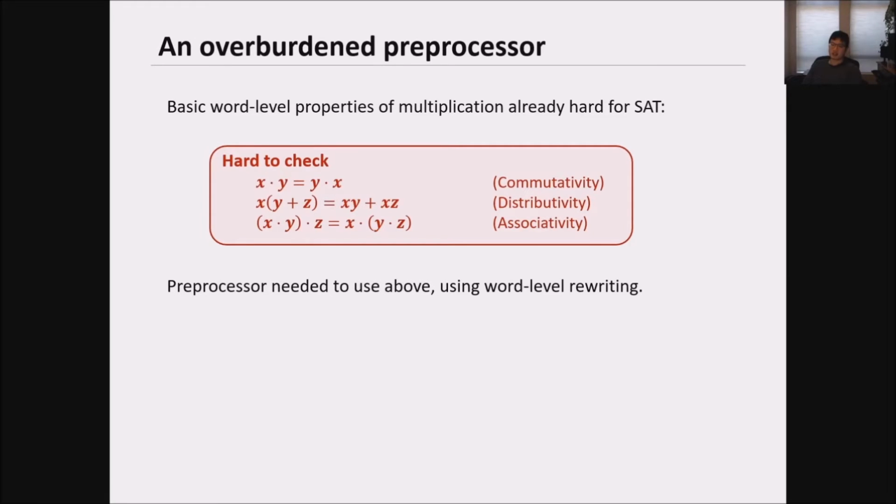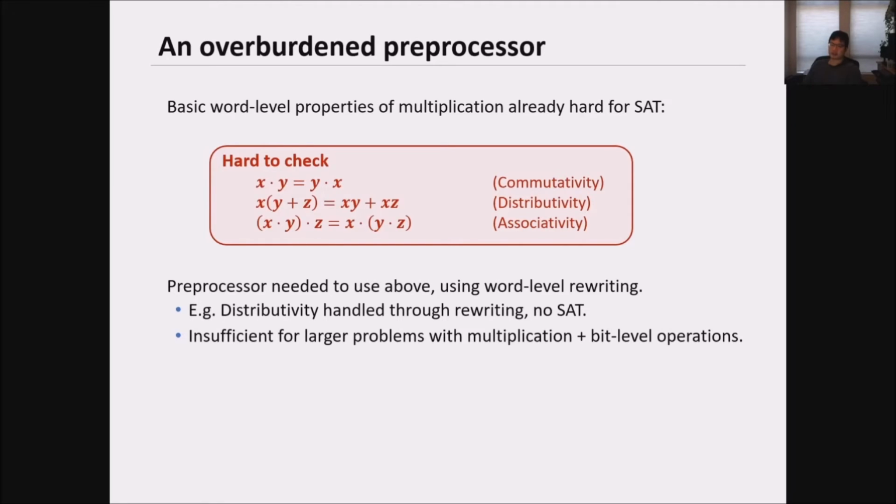This method is good enough to handle some isolated multiplier properties, for example, distributivity. No SAT solver would be needed here because preprocessing, rewriting, will just make the problem trivial. For more complicated systems, especially those that involve a mixture of multiplication and bit-level operations, preprocessing is often not really enough to avoid needing to bit blast to a SAT solver in the end.